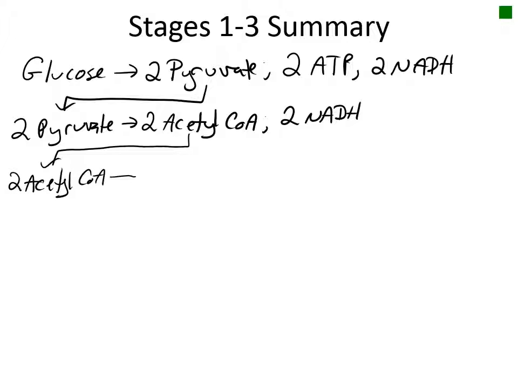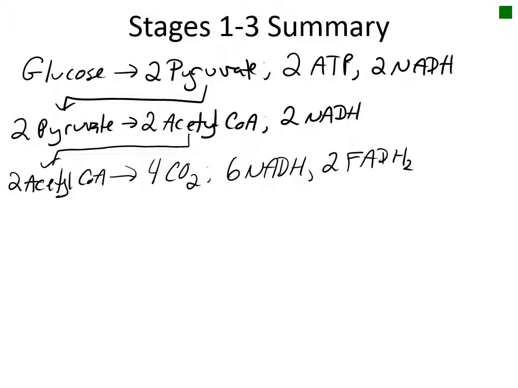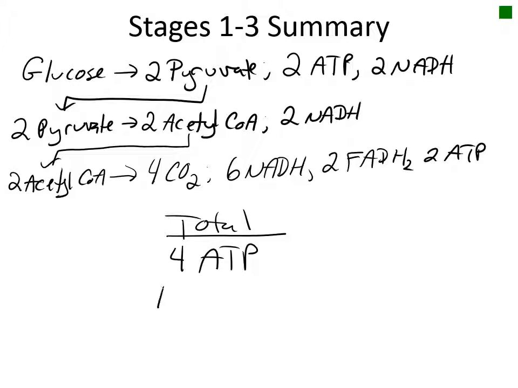Those 2 acetyl-CoA would then flow into the citric acid cycle, where they will be oxidized to 4 molecules of carbon dioxide, and in that process we will produce 6 molecules of NADH, 2 molecules of FADH2, and 2 ATP. Again, remember all the values are doubled because the citric acid cycle will be running twice, one for each of the acetyl-CoA. At this point, we have produced a total net yield of 4 ATP, 10 NADH, and 2 FADH2.